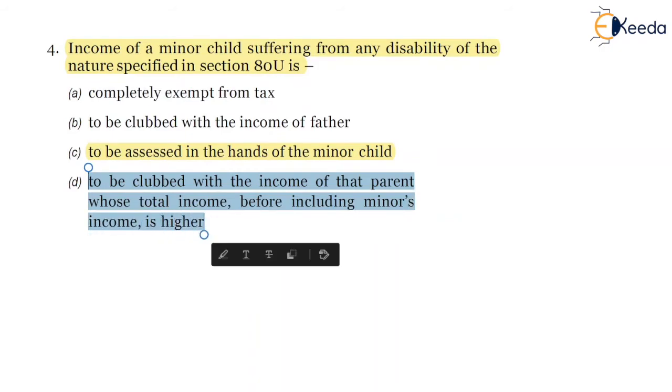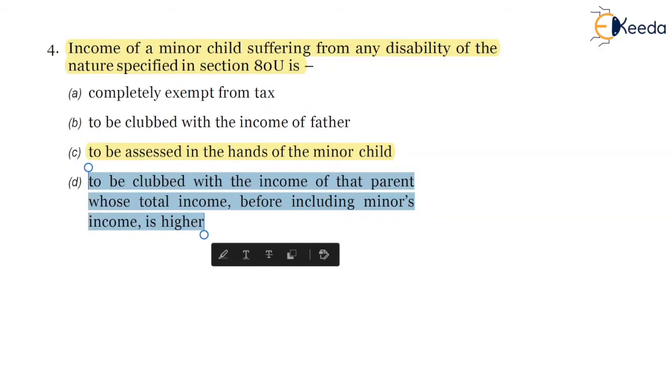So you can see there could be a close possibility between A, C and D. If you think, out of compassion, that nothing should be made taxable in the hands of the minor child, then you could have ticked A, wherein complete exemption is available. But no, as you go through the provisions of section 64, the income will be taxable in either of the hands. There is never an exemption available. Either it will be clubbed in the hands of the parents, or it will be taxable in the hands of the minor son or minor daughter, correct?